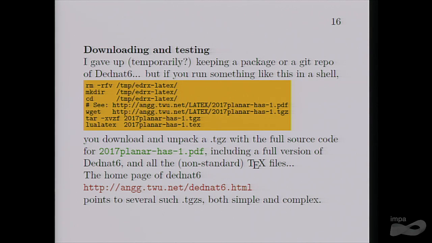And if you go to the homepage of the .NET 6, it's going to point to several TGZs like this. Some of them very simple and some of them very complex. So this is how I'm doing it now that I gave up having a Git repository of this. This seems more simple right now.